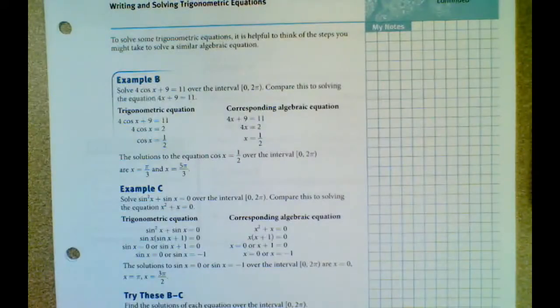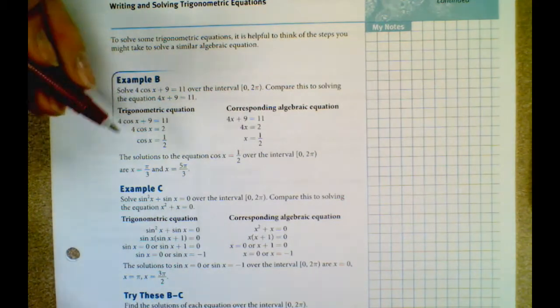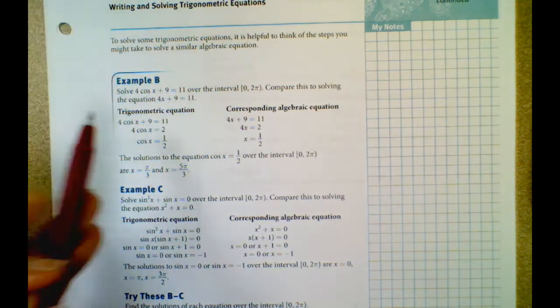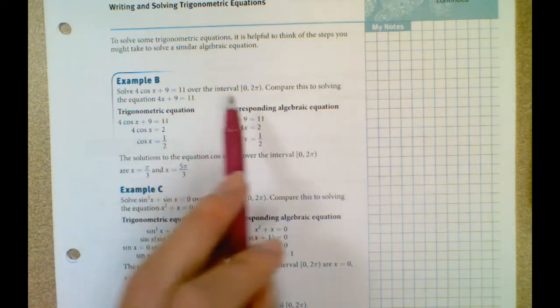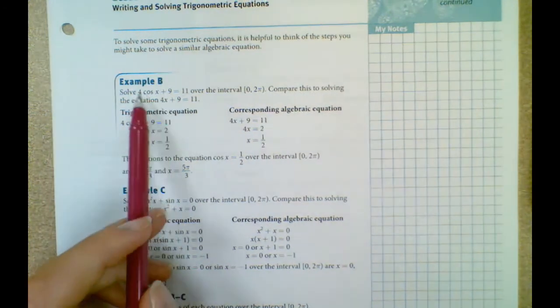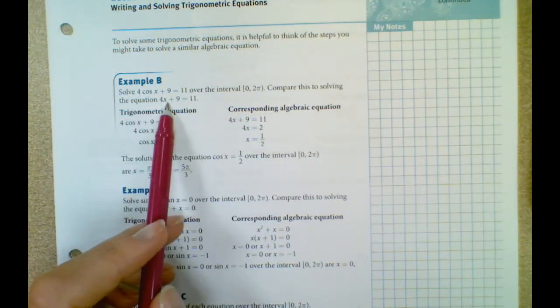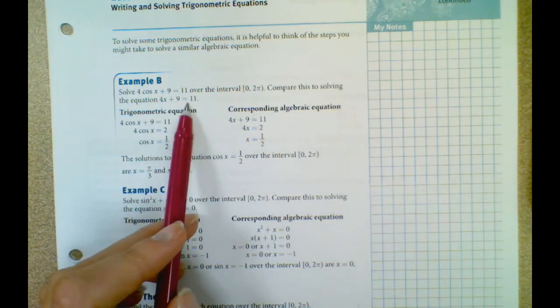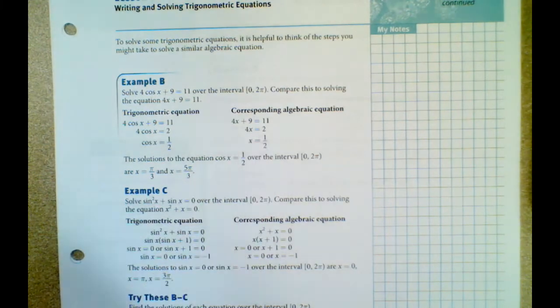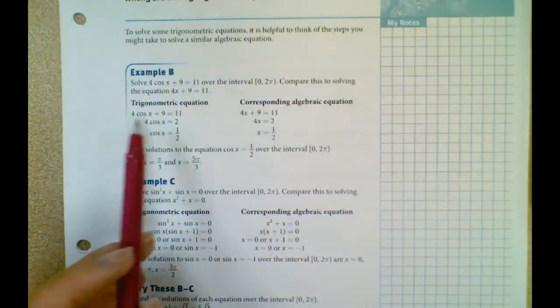Change the page. Okay, now we're going to solve some trig equations that have a little more stuff involved here. So example B says solve for 4 cosine of x plus 9 equals 11 over the interval from 0 to 2 pi. So we will give you an interval to solve those on. Almost think of this as just 4 x plus 9 equals 11, instead of cosine of x. So if that was the equation, you guys would just subtract 9, divide by 4, and you get your x value, right? Same idea.